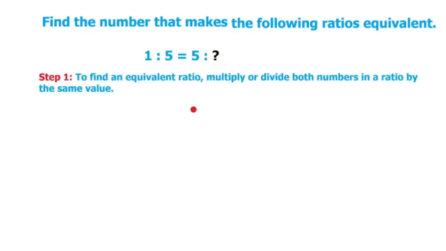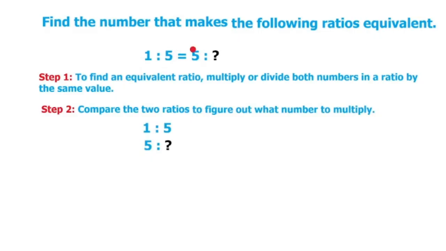So the first step, to find an equivalent ratio, multiply or divide both numbers in a ratio by the same value. So we would multiply or divide these two numbers by the same value to figure out this ratio. So let's compare the two ratios to figure out what number we need to multiply. Okay, so these are the two ratios.